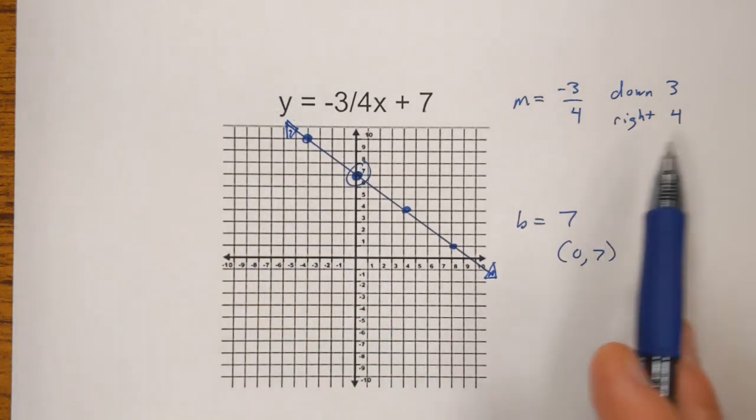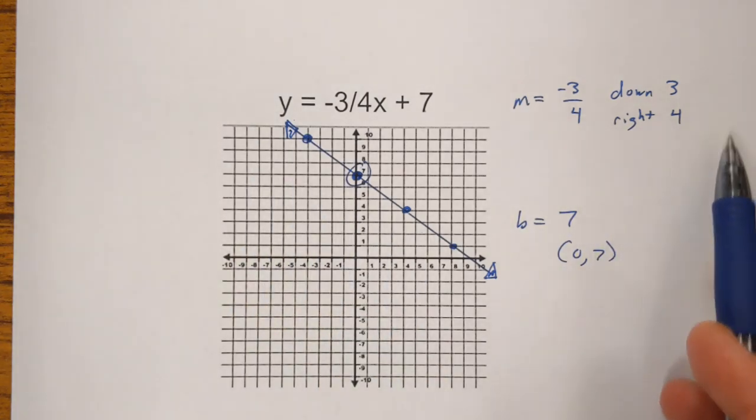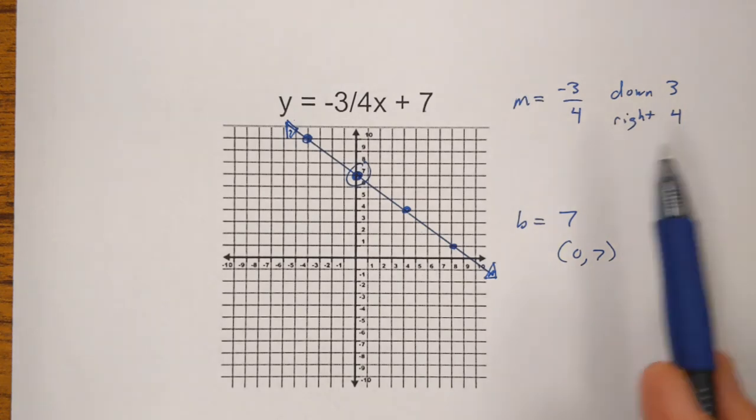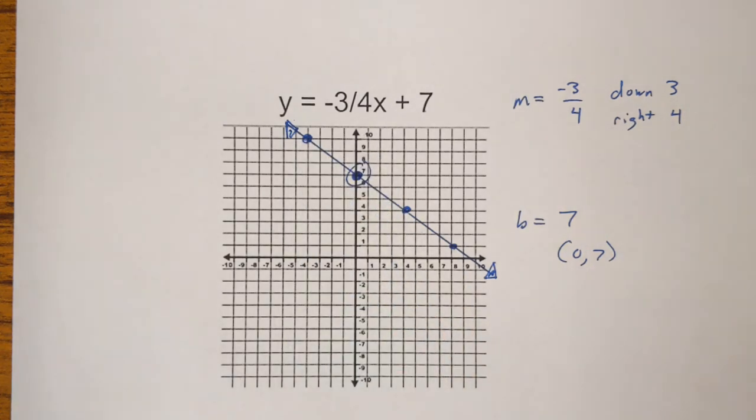Now, of course, you can always switch these as well. You can reverse both of these and go up 3, left 4, if you'd like to take it in the opposite direction.